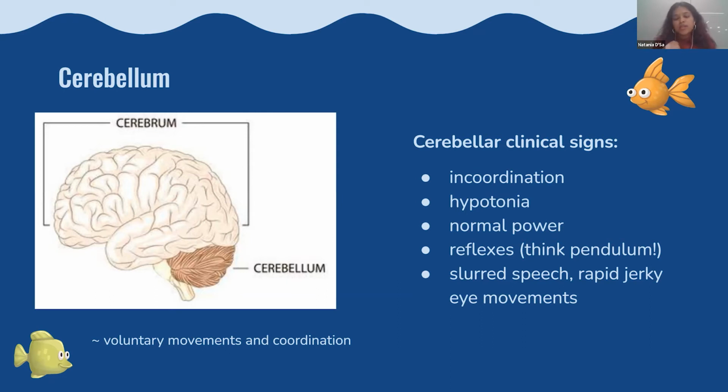Other clinical signs you would see are slurred speech and rapid jerky eye movements. So these are all things to look out for. As you can see, a lot of them overlap between different types of problems within the motor system. But that's why it's super important to cover all these bases so that you're able to find specific criteria for specific diseases.